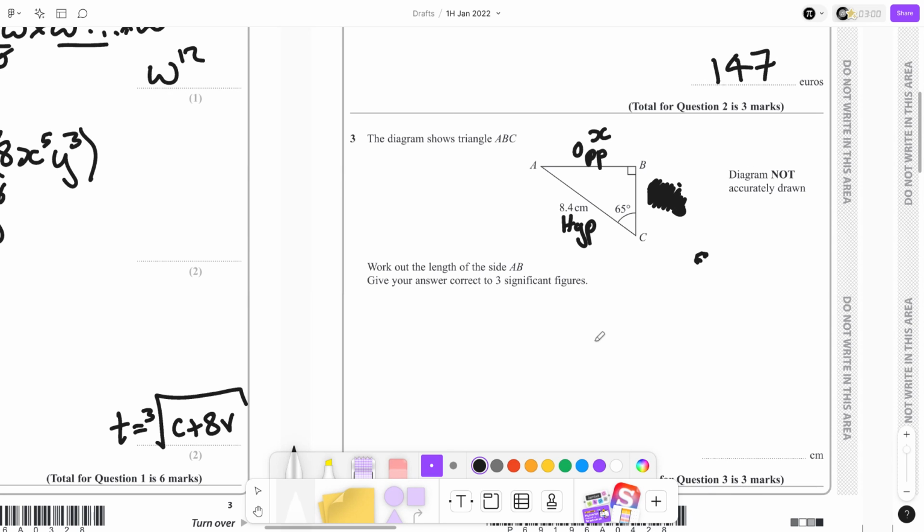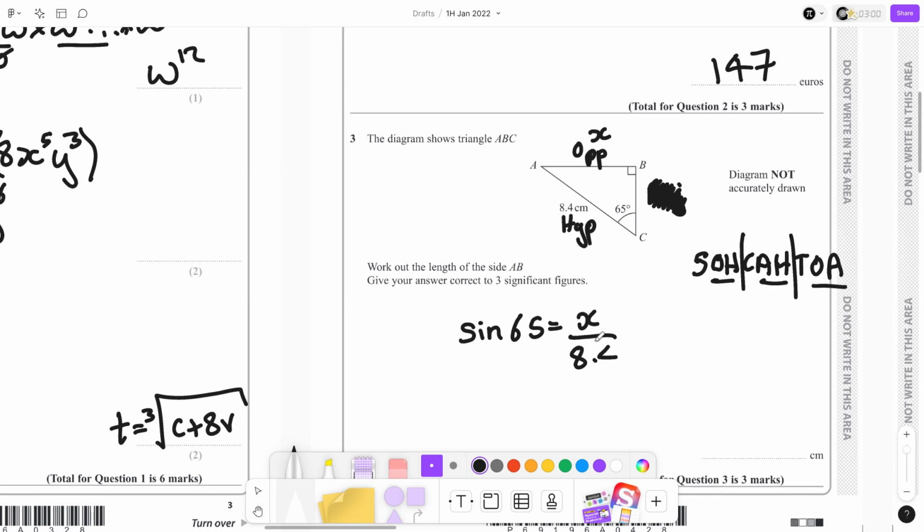And then we've got to work out which ratio to use. Now I use SOHCAHTOA to remind me which one's which. These split into 3. We've got the opposite and the hypotenuse, adjacent and the hypotenuse, or opposite and adjacent. We're interested in the opposite and hypotenuse, so that's the sine ratio. So the sine of the angle equals the opposite over the hypotenuse.